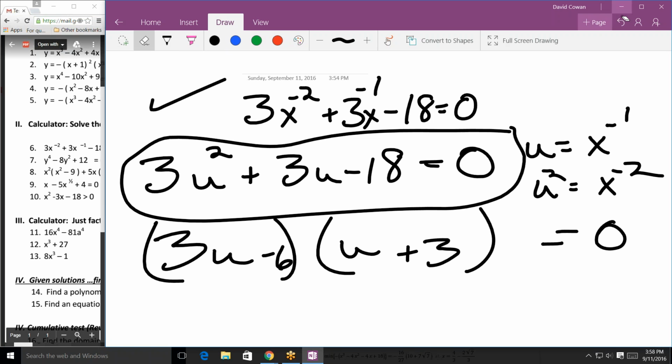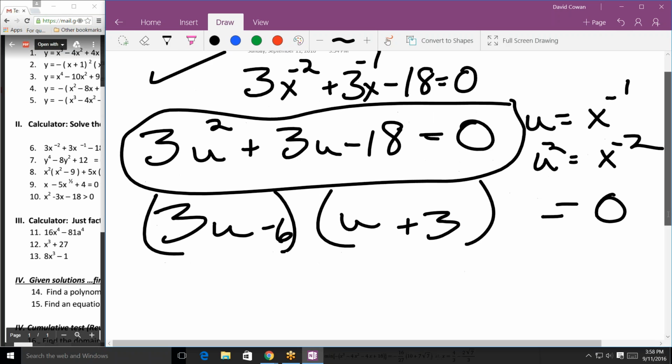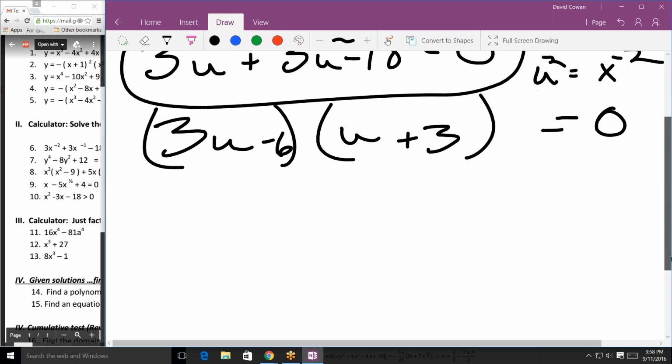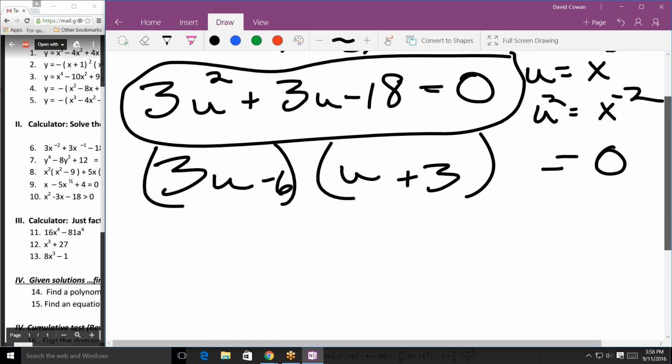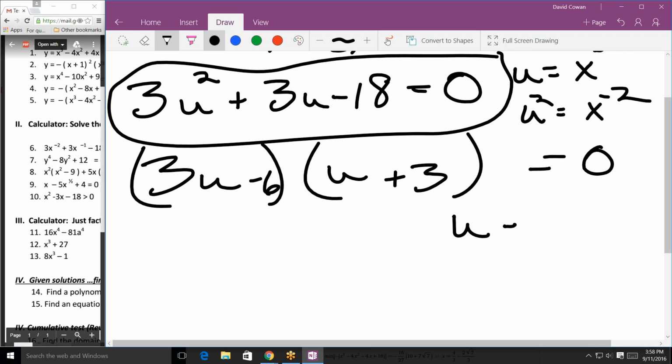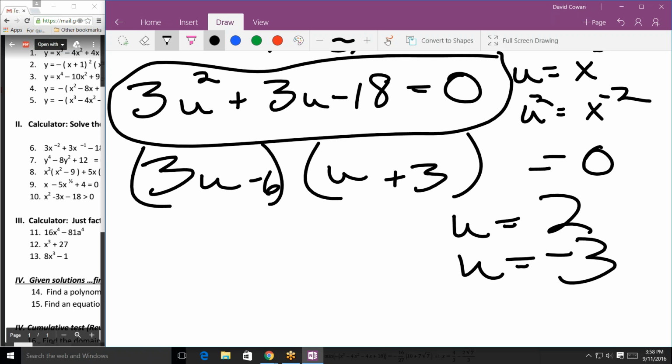Now, I'm not quite done. In other words, I haven't really solved anything yet. What's the next step? Plugging back in the x's. Well, or we could solve for u. What's u equal to? u equals 2 and negative 3. Okay. Now let's plug in.